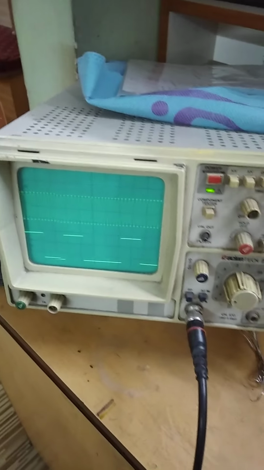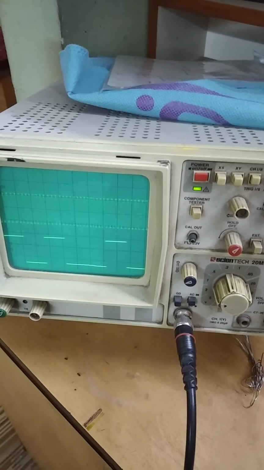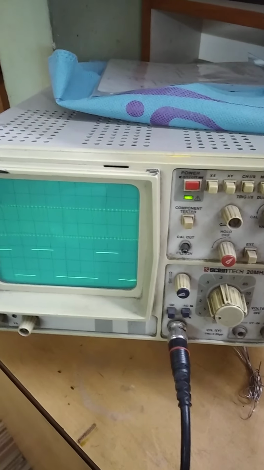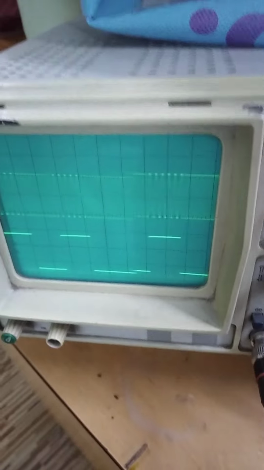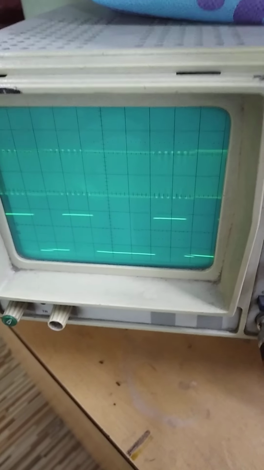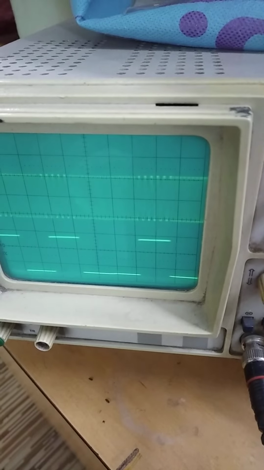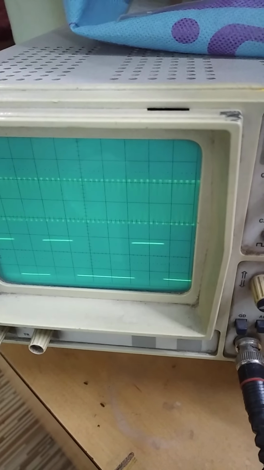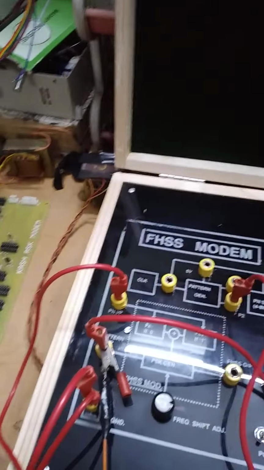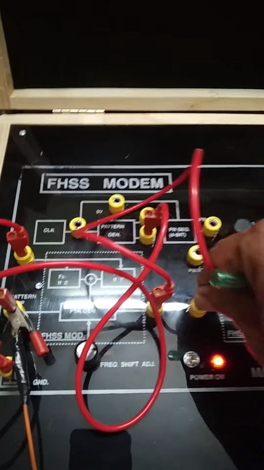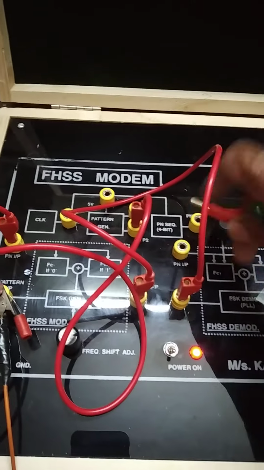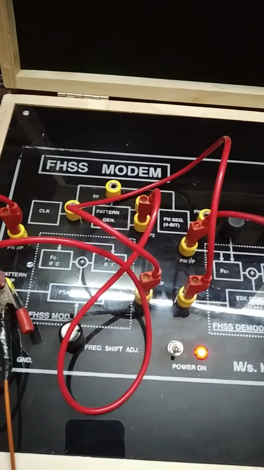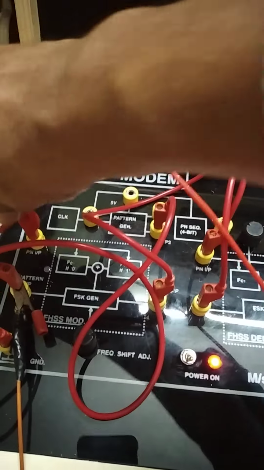We can get an exaggerated waveform by adjusting the pot of FHSS frequency. Here we can observe different frequencies, but for practical purposes we cannot afford that much difference between two frequencies, so keep this pot again to minimum. Now connect the FHSS output to the input of the receiver and the pattern input of the receiver to the PN input of the transmitter.